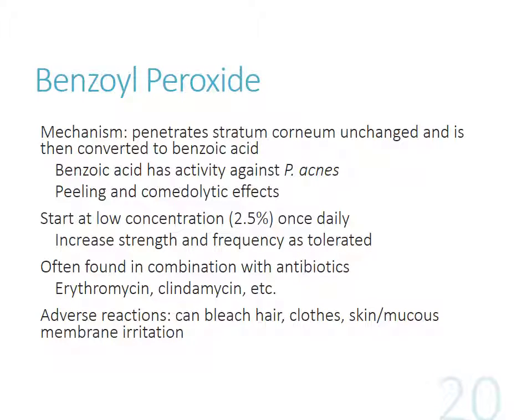So first thing would be benzoyl peroxide. I'm sure most people have been a teenager at some point and have used some sort of benzoyl peroxide product. This one works by penetrating the stratum corneum, so it's at least soluble enough to do that unchanged, and then it's converted over to benzoic acid. This is good because benzoic acid has activity against P. acnes, and it also has a peeling and comedolytic effect, so it helps to get rid of some of the comedones. Again, start with a low concentration because this is going to irritate the skin. So say 2.5% once daily, and then you can increase your frequency or the concentration based on how the patient is tolerating it and how the symptoms are responding.